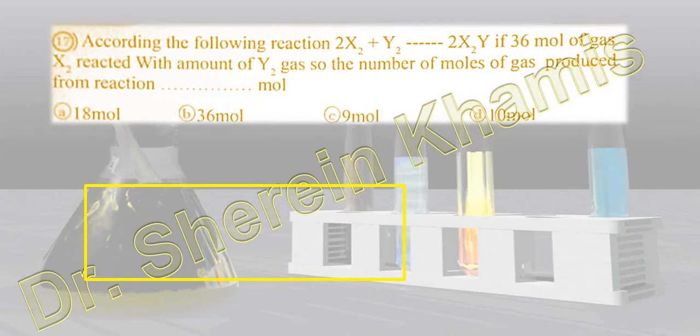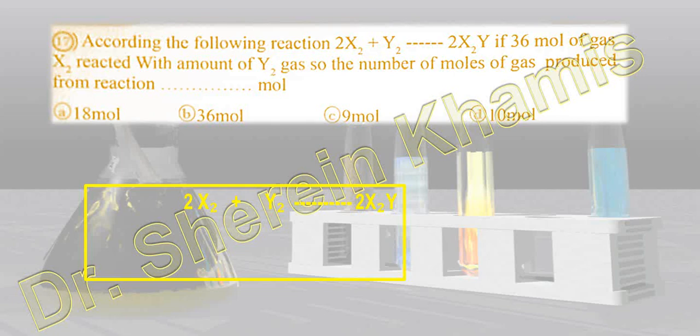Question number 17 says that according to the following reaction, we have 2X2 plus Y2 that gives 2X2Y. If 36 moles of gas X2 reacted with an amount of Y2 gas, what is the number of moles of gas produced from the reaction? We want to get the number of moles at the end.